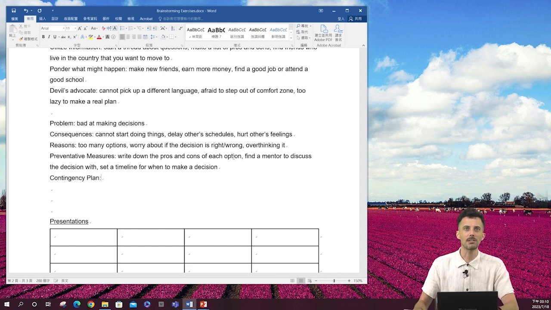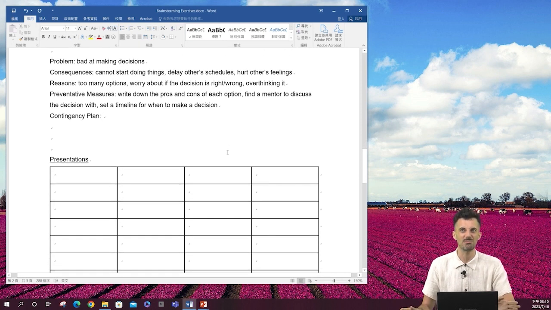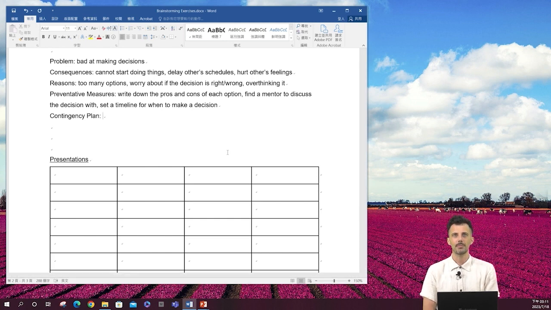Okay, so next one is the contingency plan. Remember, contingency plans are things that could cost you money, or time, or your reputation with people. So what do you think? A contingency plan. So things that could basically cost you time or money or some personal loss, but you'll make the decision.